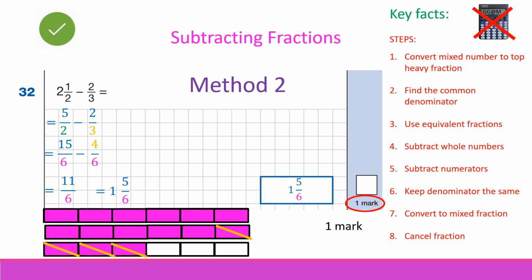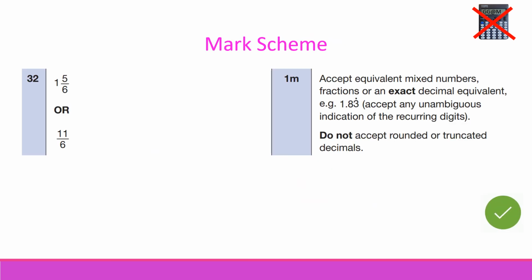Give yourself a big tick if you got this correct. Well done. The mark scheme on this question shows there are two correct answers, 1 and 5 over 6 or 11 over 6, which will both give you 1M, which is 1 mark.